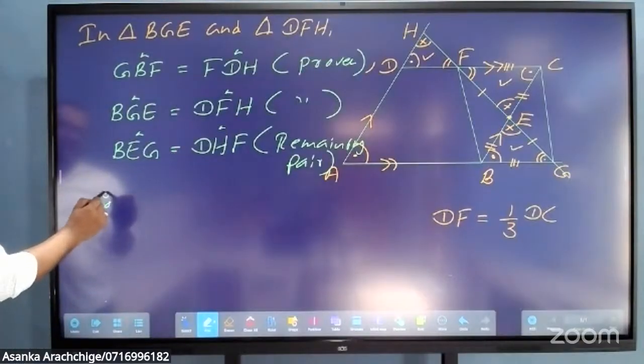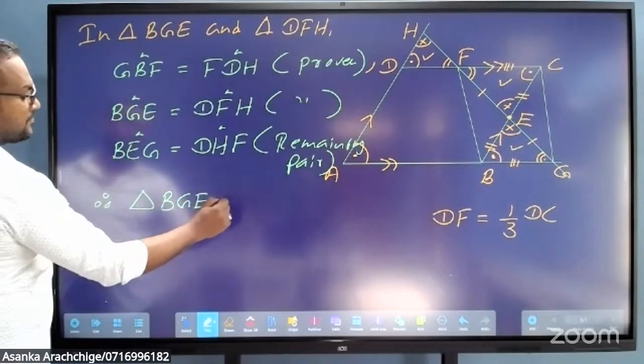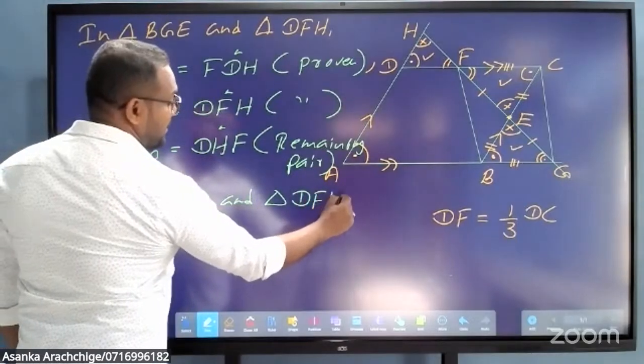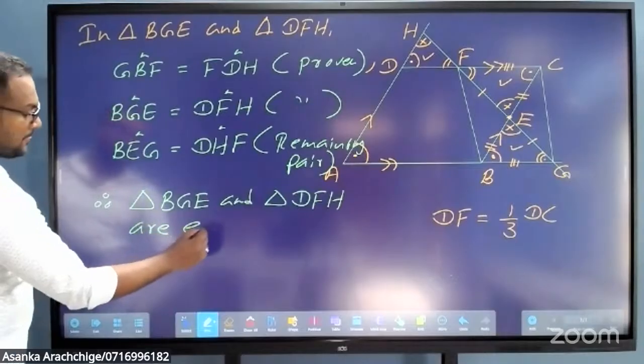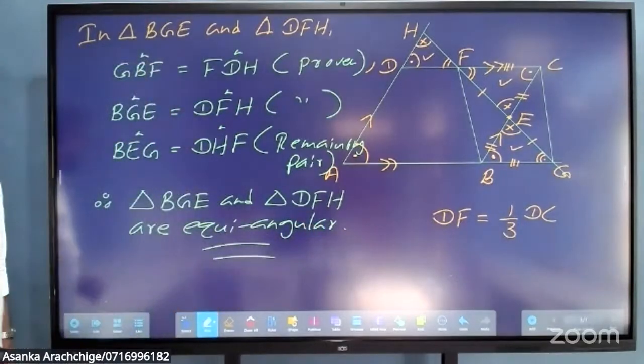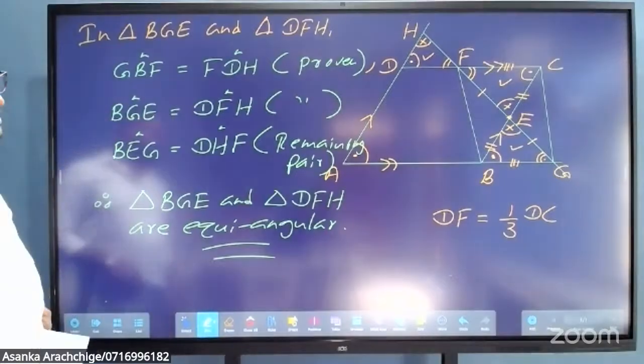Therefore, triangle BGE and triangle DFH are equiangular. Got it? Right? So now we know that the two are equiangular.